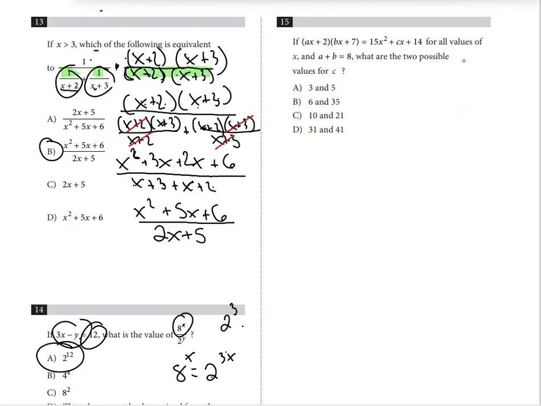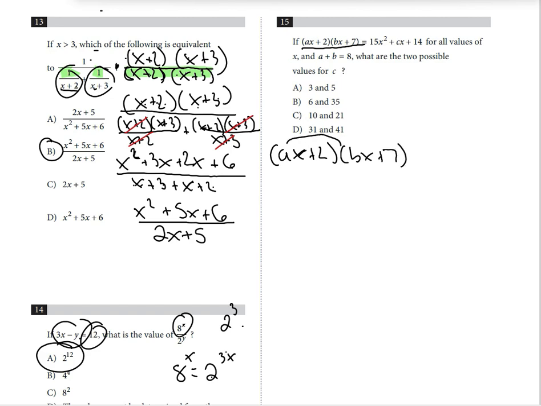All right, so for 15, if ax plus 2 times bx plus 7 equals 15x squared plus cx plus 14 for all values of x, and a plus b equals 8, what are two possible values for c? So this could be a little bit tricky, but let's first start with this expression, ax plus 2 times bx plus 7, and let's FOIL this out, right?